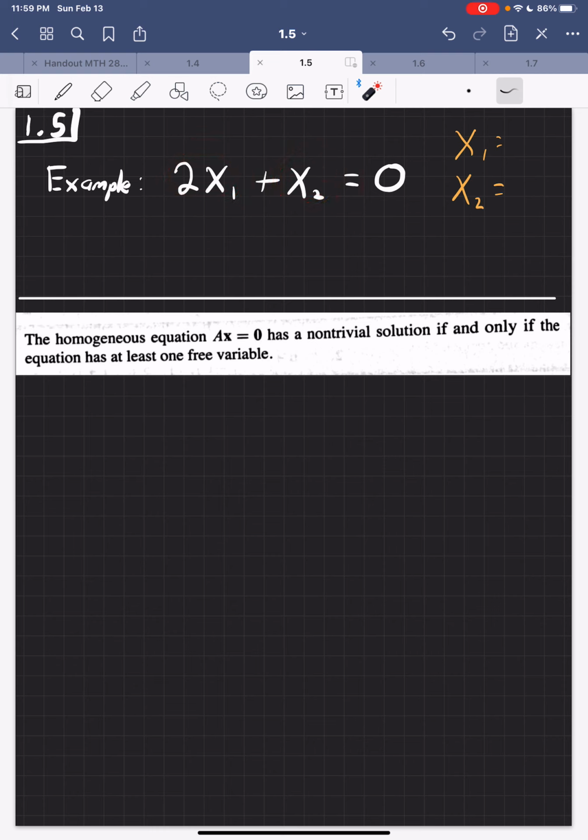Well, I think one solution comes to mind immediately. If I choose 0 for x sub 1 and 0 for x sub 2, then of course 2 times 0 plus 0 equals 0. Right? Of course. This elaborate duh of a statement is what's referred to as the trivial solution in linear algebra.